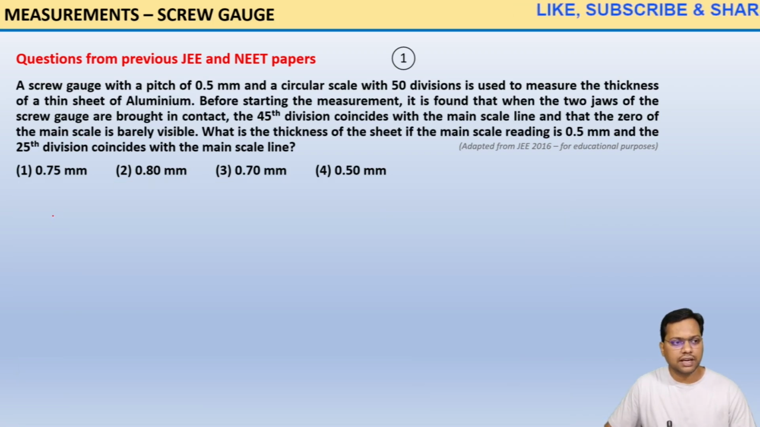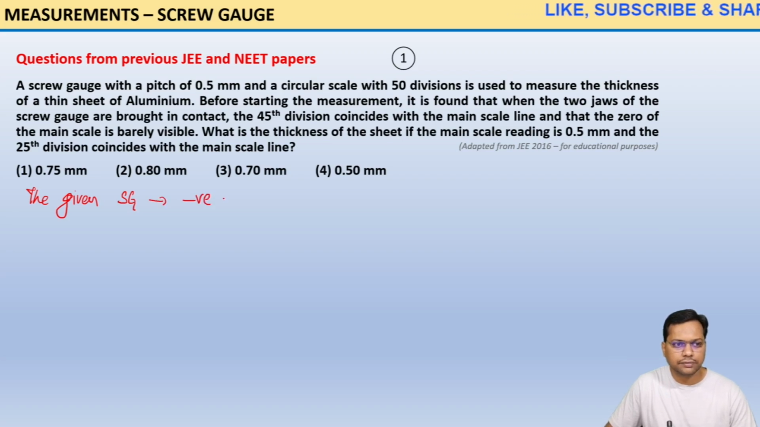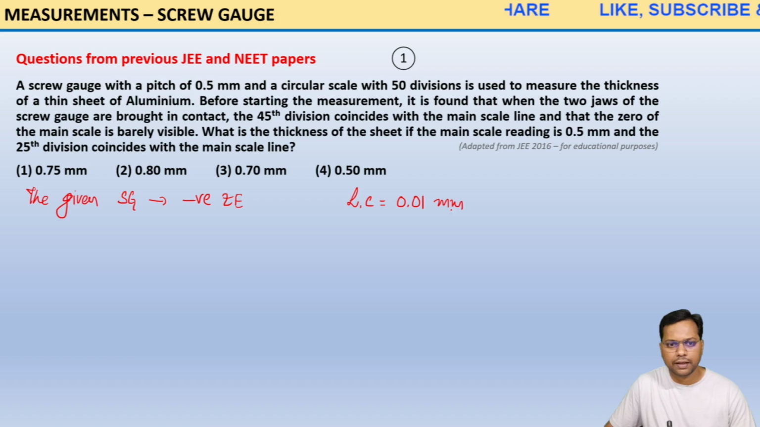So in that case, for the calculation of the zero error, we note down the situation: the given screw gauge is having negative zero error. So already we have calculated the least count, that is least count is equal to 0.01 millimeter. Now we calculate the negative zero error, so the 45th division is coinciding.